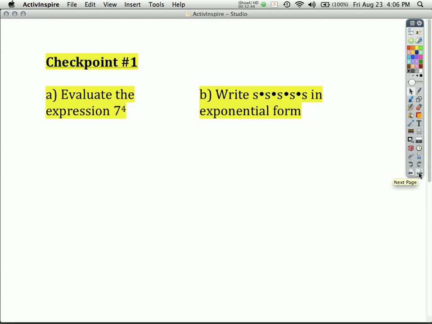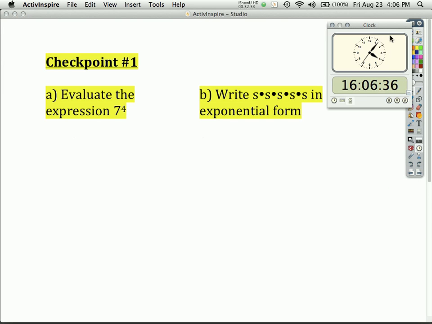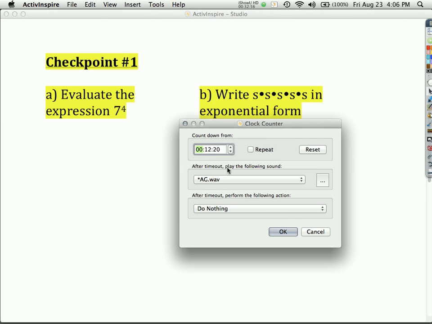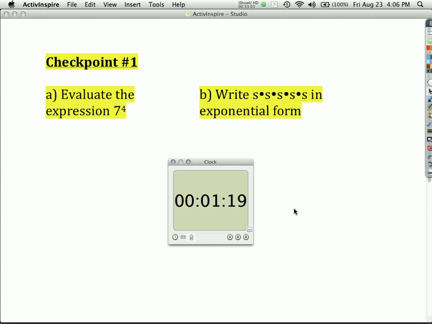Now we've got checkpoint number 1. Remember, checkpoints, you do not have to copy the question. You just have to find the value or the answer or the solution. So you've got 2 questions. You've got a minute and a half. Whatever the instructions say.